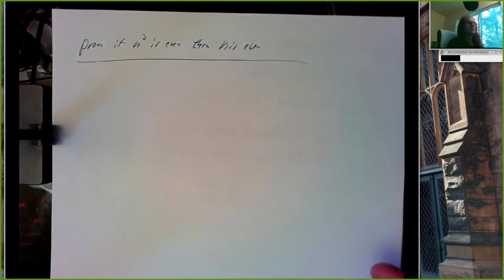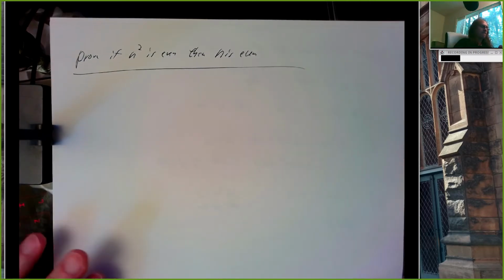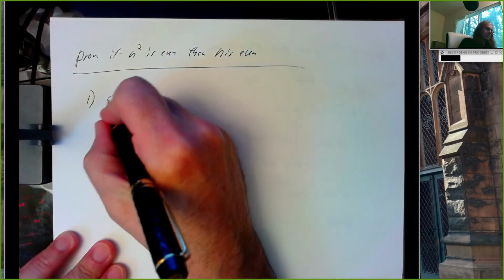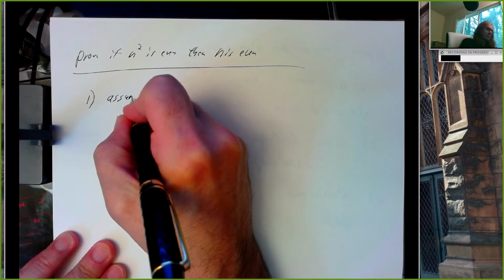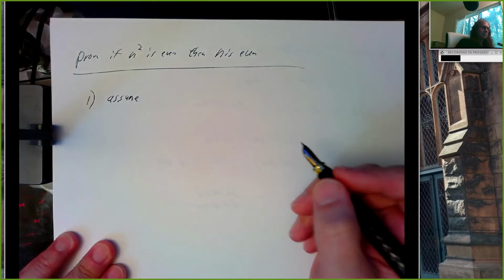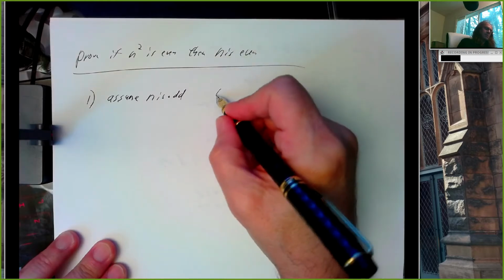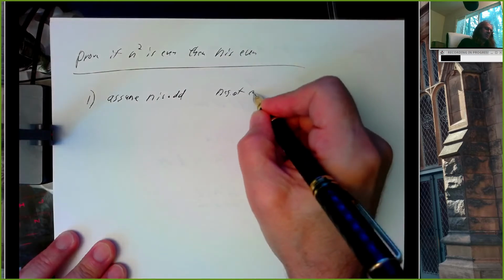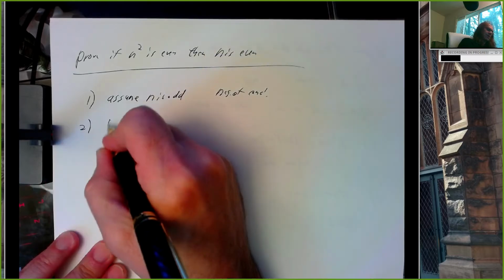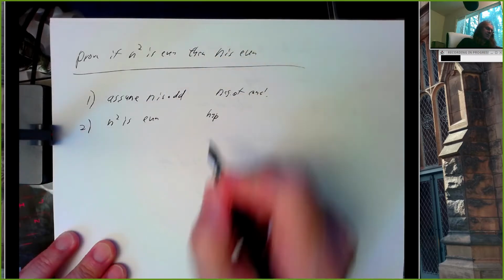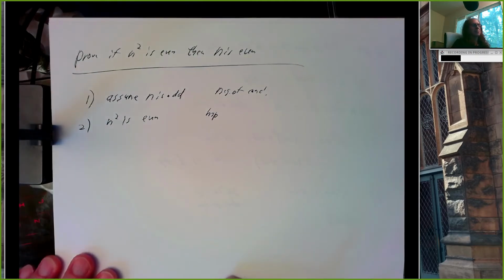So a direct proof is kind of elusive here, but an indirect proof works really well. So we can do a proof by contradiction. Assume n is odd. That's the negation of the conclusion. And n squared is even. That's the hypothesis. And we're going to find a contradiction, right?